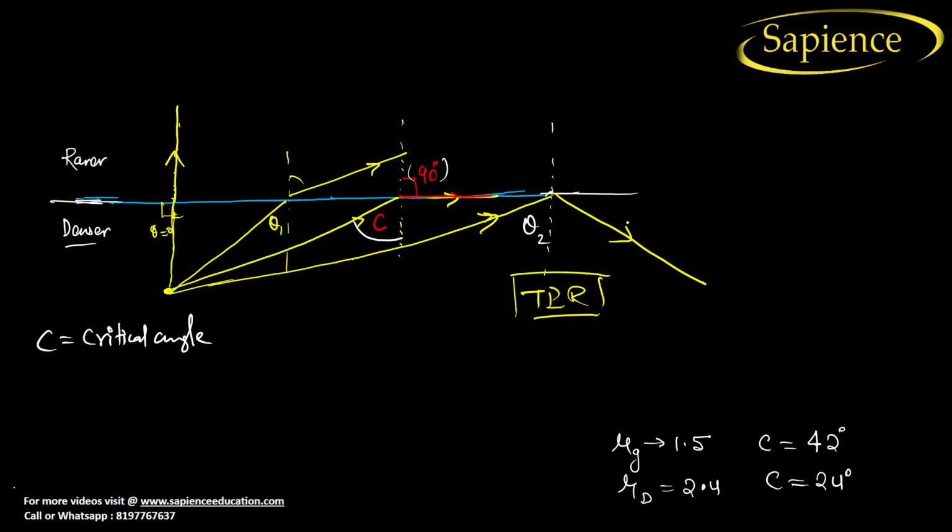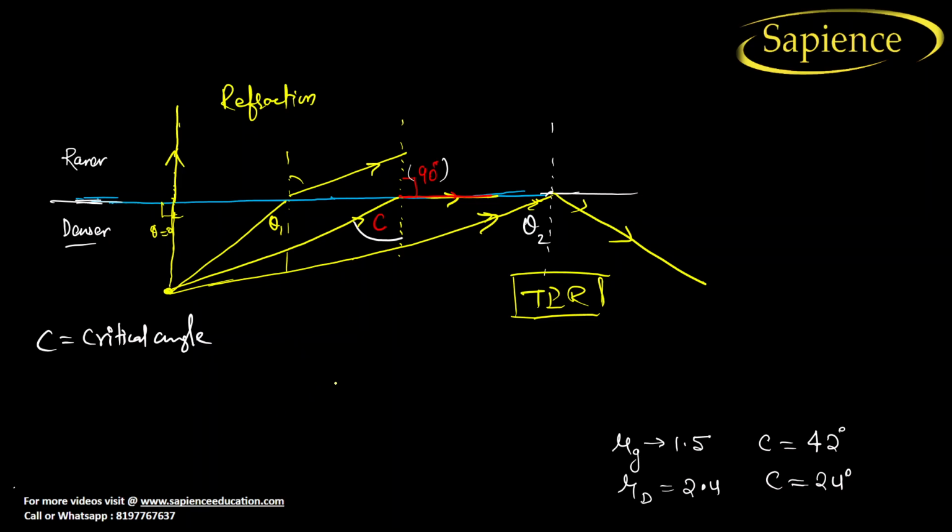So whenever light falls at an angle greater than the critical angle, we will observe that total internal reflection happens. Earlier, what you have observed was refraction only. But when you observe this, it is total internal reflection. So this phenomenon is known as total internal reflection.